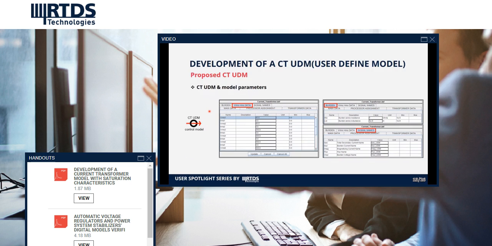The two modeling techniques described before were applied to CT-UDM under the RSCAD C-Builder environment. The left side figure is the appearance of the model, and the right side shows model parameters. 10 points of RMS voltage and current data can be entered into the model. It is also possible to monitor CT secondary current, burden current, magnetizing branch current, flux and burden voltage.